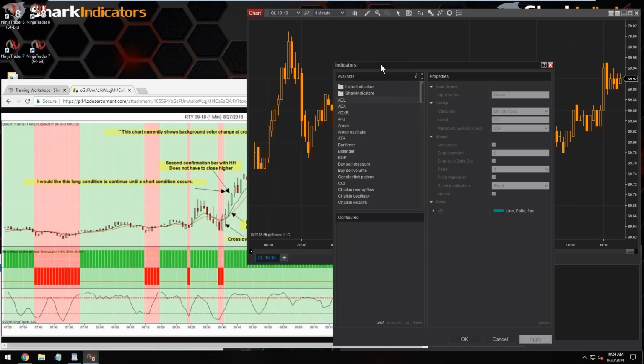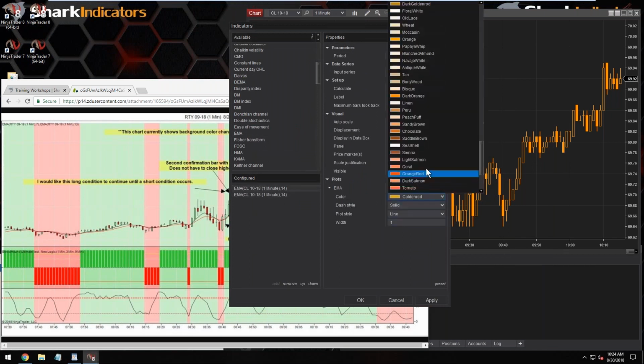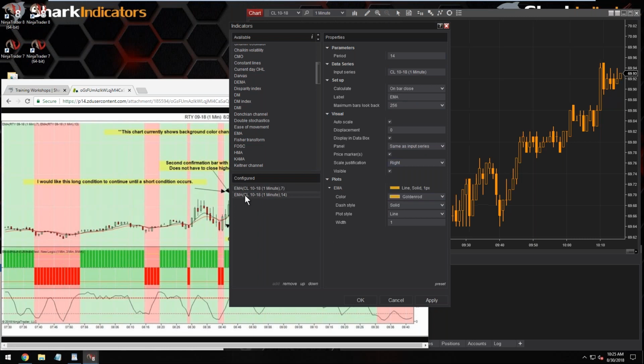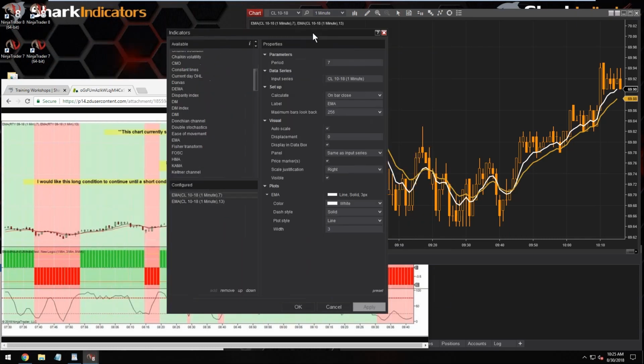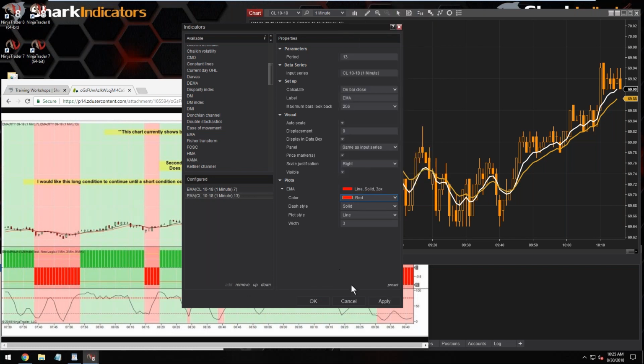First thing I need are a couple of EMAs. Our faster EMA is going to be a 7 period. I'll make that white, and then our slower EMA is a 13 period, and I'll leave that goldenrod. Let me make these a little thicker. All right, there's our EMAs. Actually, let's make the slower one a different color so it doesn't look like the bars. Let's just make it red.